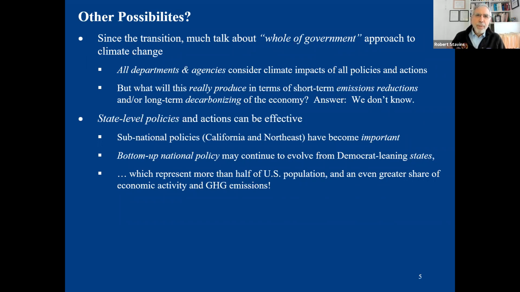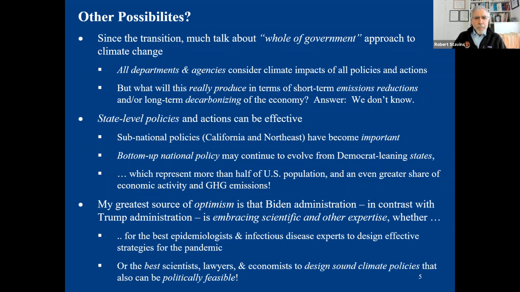Now, if you look at a map of the Democratic-leaning states, the ones that voted essentially for Biden in the most recent election, or even the ones that voted for Mrs. Clinton in the 2016 election, you'll see it looks like a very small part geographically of the map of the United States, but it's more than half the US population, and it's even a greater share of economic activity and therefore of greenhouse gas emissions.